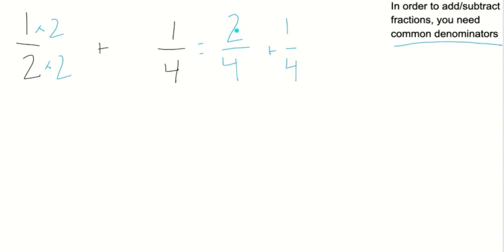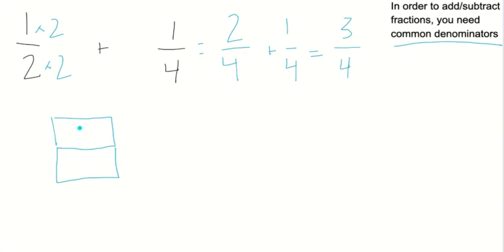Now I add straight across. 2 plus 1 is 3. And then I keep my denominator the same. Do not add your denominators, keep them the same. So 2/4 plus 1/4 is 3/4. I'm going to show you a visual to prove that this method works.